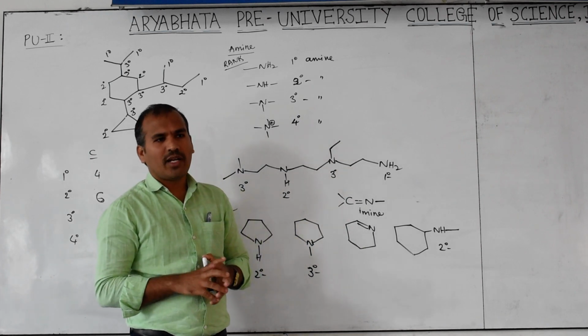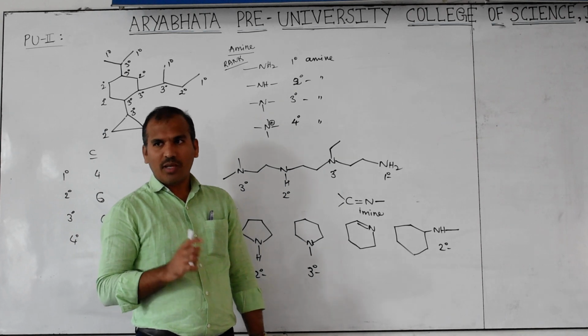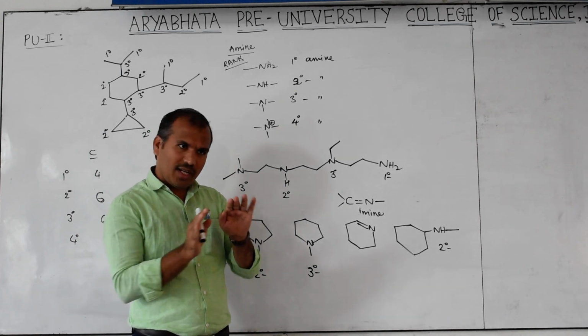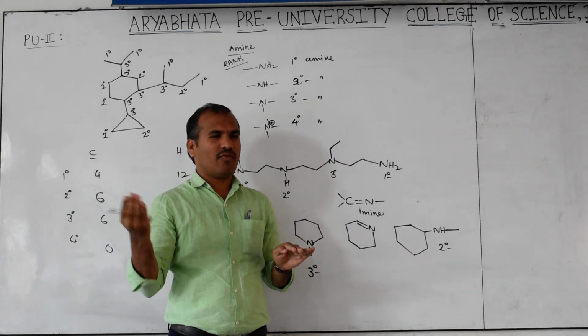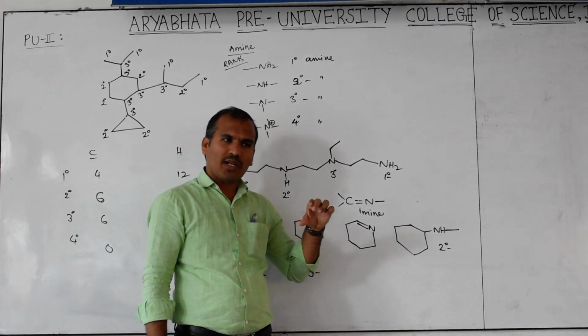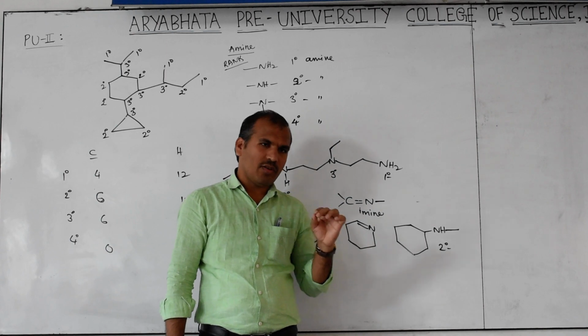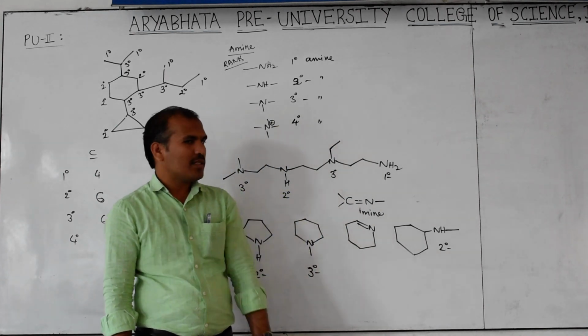Other than carbon and hydrogen, if any other atoms are there, we have to consider them heteroatoms. Keep in mind: carbon is there, hydrogen is there. Other than this, any other atoms, like oxygen, nitrogen, sulfur, phosphorus, halogen. If any atom other than carbon and hydrogen is present, that is called a heteroatom. That is very important. You have to know what a heteroatom is. Other than carbon and hydrogen, the remaining atoms are considered heteroatoms.